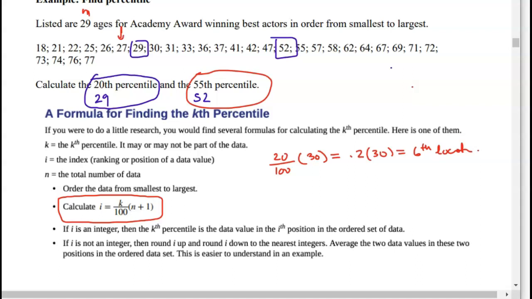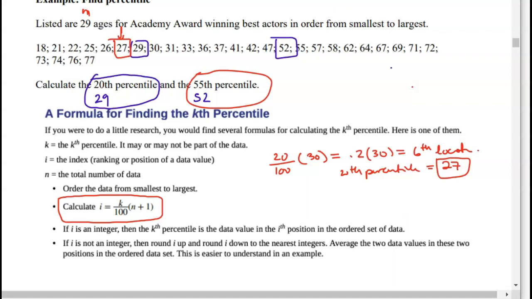Let's see. Did we do this right? K is the percentile, i is the index or position of the data value, n is the total data ordered from smallest to largest. So we have the 20th percentile, 30, 0.2 times 30 is 6. So by hand, the 20th percentile is the number 27. StatCrunch gave me 29. So they use a slightly different formula. Don't be surprised if you get different things if you do it by hand, by calculator, or with the TI-84.